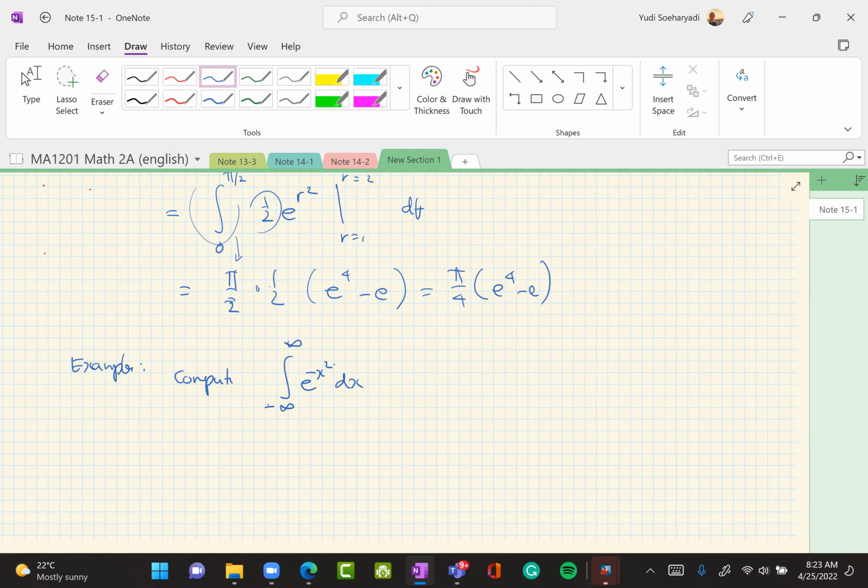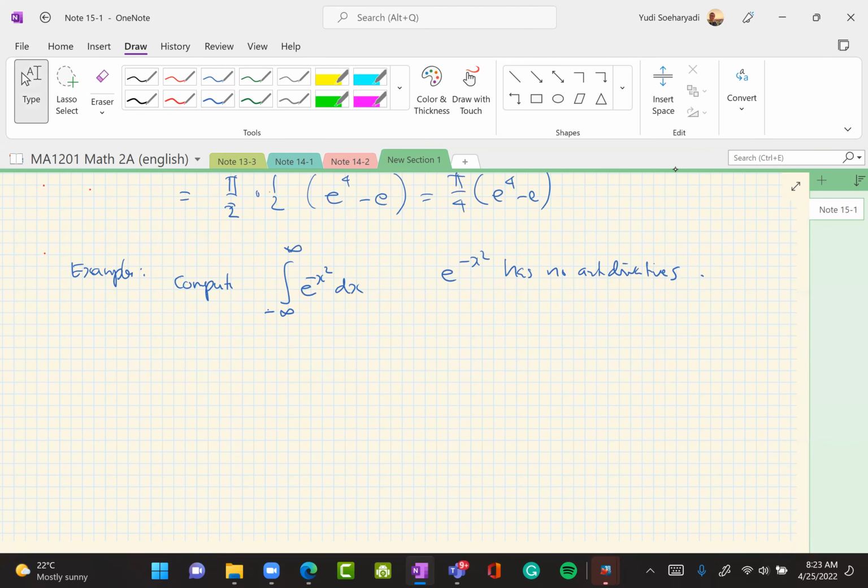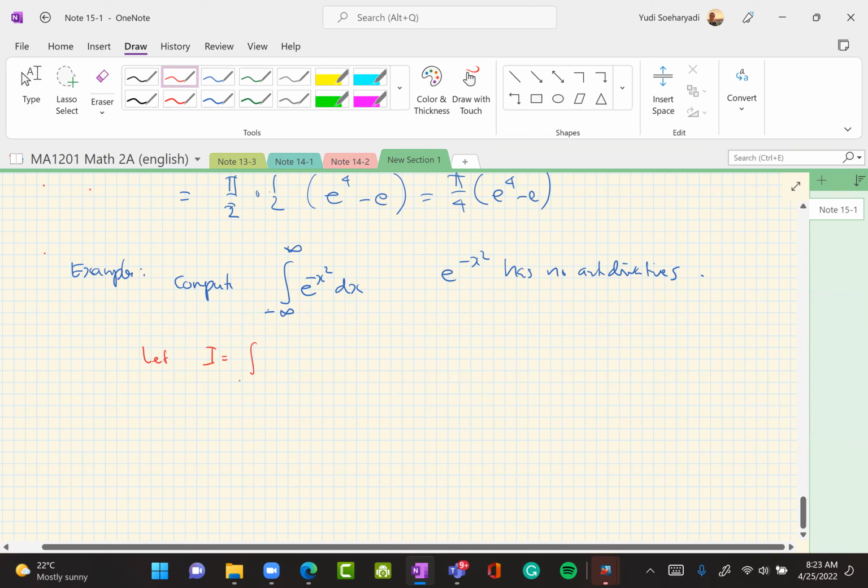So there's no way to compute this integral using the techniques that we know so far, because this e to the negative x squared has no antiderivative. So what can we do with this problem? All right. Let's do this trick. Let I equal this integral.